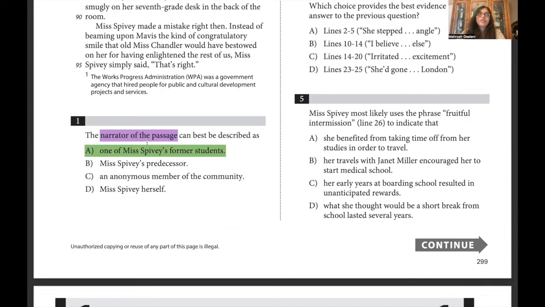So what did we just establish here to recap? We established that a narrator of the passage is often, first of all, two things. One, it's the point of view, but two, it's what role that narrator plays. You see that the narrator was actively interacting with the character, Miss Grace Spivey, which is why this can't just be an anonymous member of the community. It could be, but from the clues that we get from the reading, it's A, not Miss Grace Spivey herself, but B, it's one of her former students.